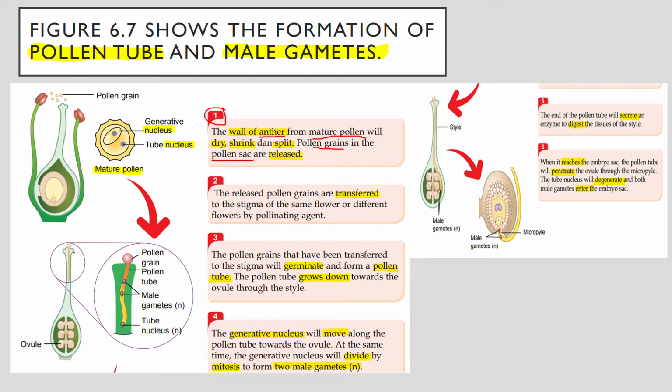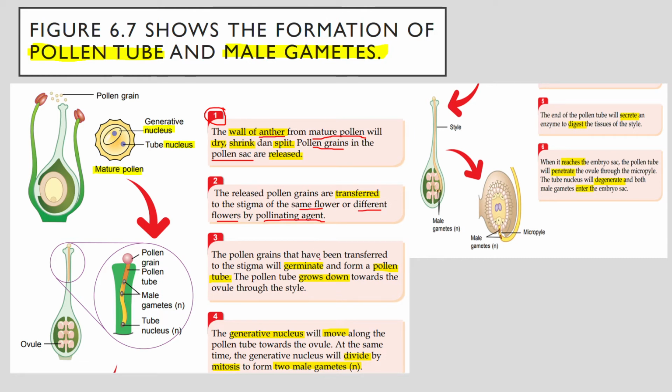Now this is the female part. So from here, they are going to the stigma. So this is what happened. They are transferred to the stigma. So this is the process of pollination. It might be the stigma of the same flower or different flowers. And this process is assisted by those pollinating agents that we have mentioned just now.